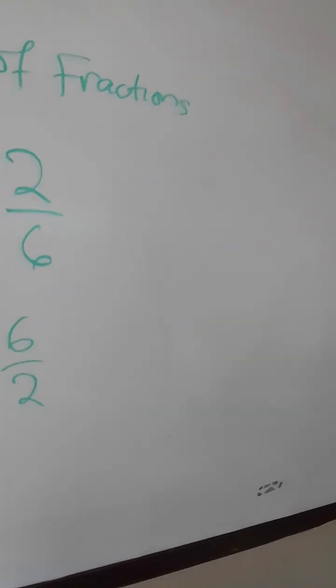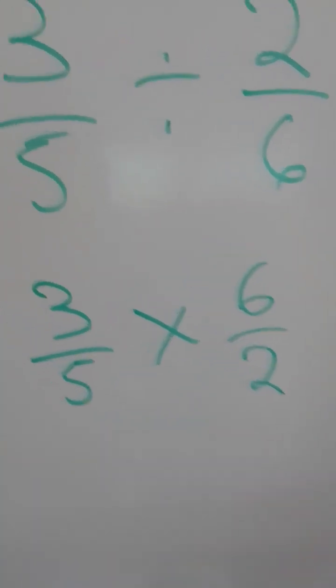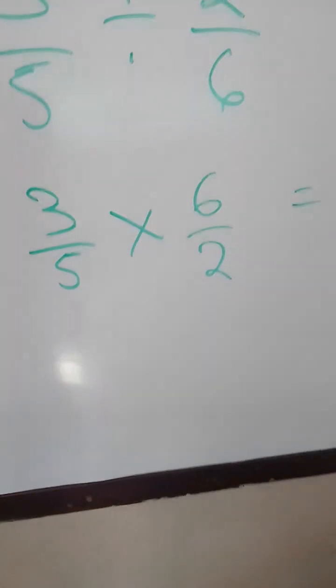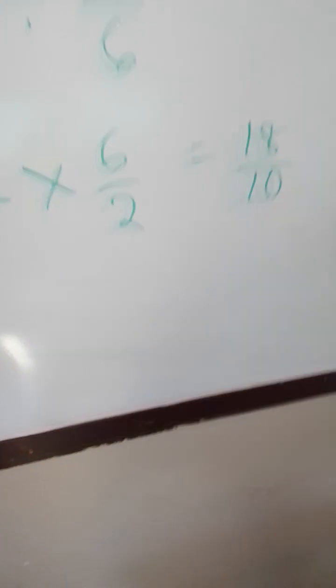Very good. 3 over 5 times 6 over 2. And I'm going to go back into the multiplication rules. Now remember, turn the second one upside down and multiply. So we go 3 times 6, and 3 times 6 is going to give me 18. And then that's going to be 18 over 5 times 2, 18 over 10. And what can happen here? We can divide. Yes, we can go further.